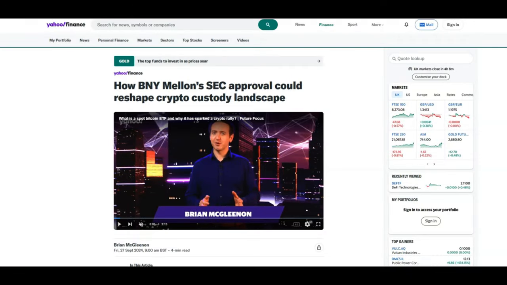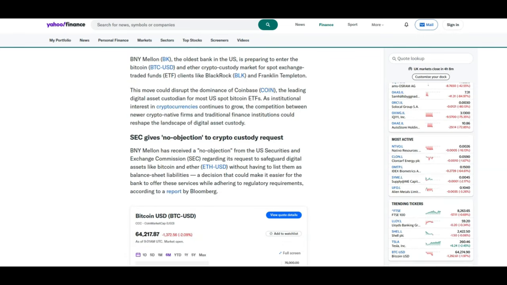Looking at some important news, how BNY Mellon's SEC approval could reshape the crypto custody landscape. So skipping out all the jargon, guys, this basically means that the banks are coming to custody your crypto. Do you remember, guys, we discussed this opportunity for the banks many years ago, and now it's happening, right? They are not going to let this opportunity go past because they know it's the future technology. It's going to be worth in the hundreds of trillions, and almost every single person will be using digital assets or some form of digital cash in the future.